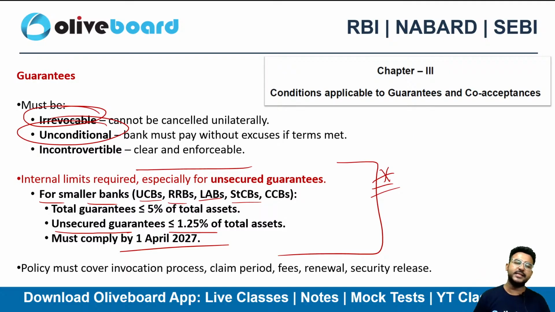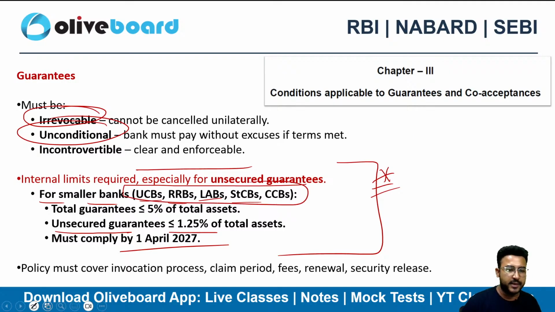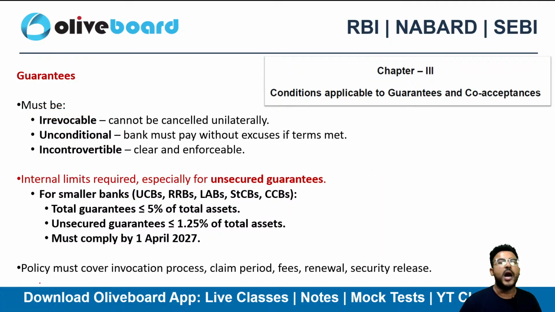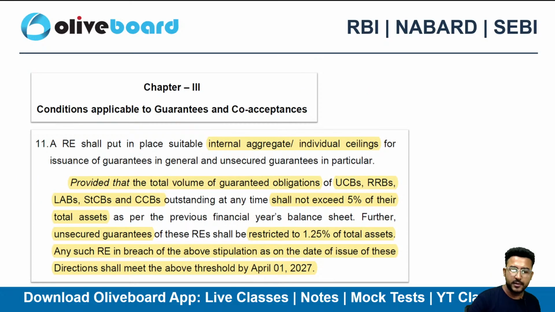So total guarantees, if you are falling in these criteria, your total guarantees will be limited to 5%, out of which unsecured guarantee will be 1.25%. And you need to comply with this by 1st of April 2025, by 1st of April 2025, right? Sorry, 2027, by mistake I said 2025, it's 2027, right?